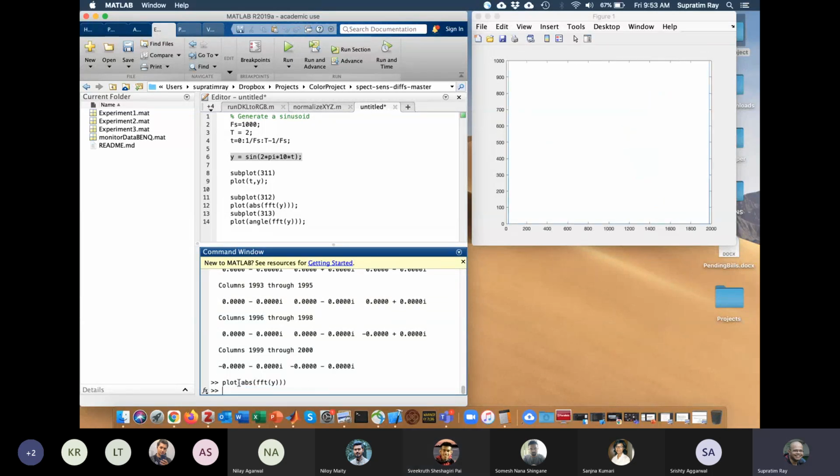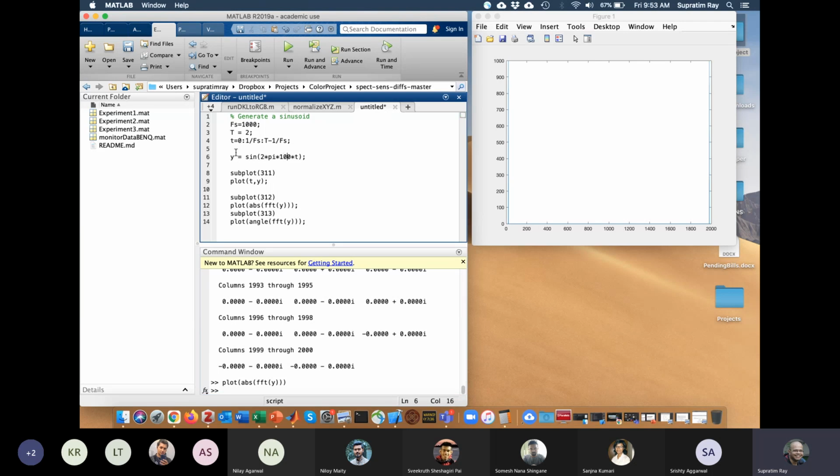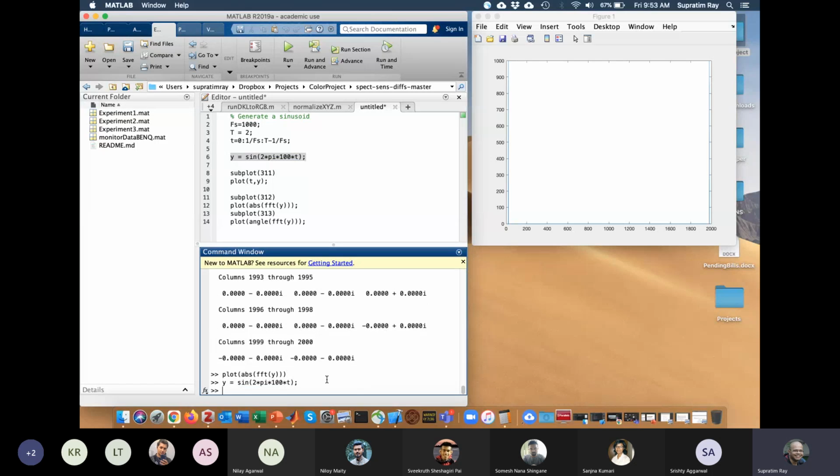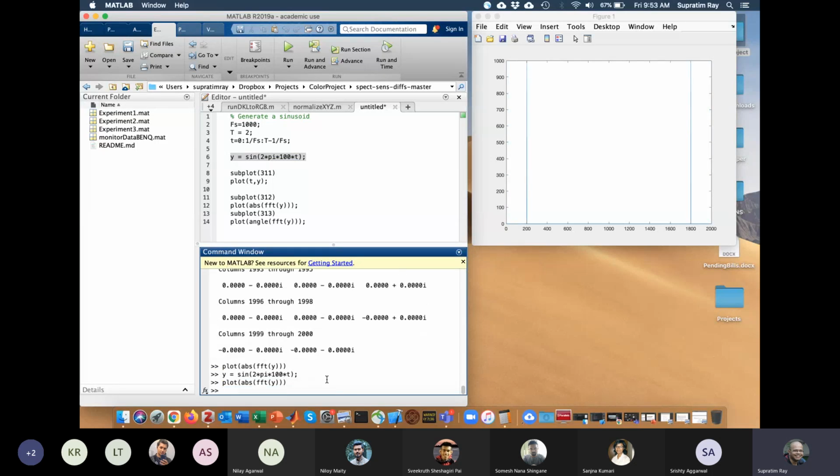Okay, so this is the absolute value of the FFT of y now. You can see that there are 2000 data points. Where do you think this peak is going to be? You see that there's a little line here. Let me do 100 hertz here. So it's now a sinusoid at 100, and I plot the absolute value of the FFT, and I see a peak. Where is the peak? It's actually here right now at 201.